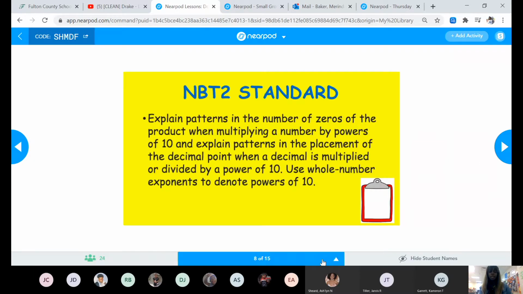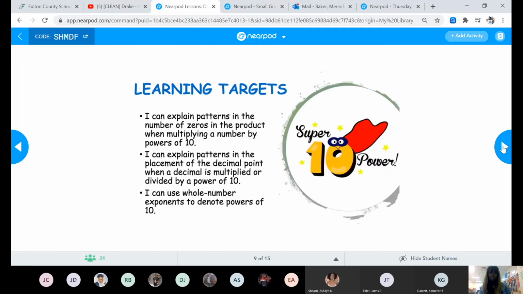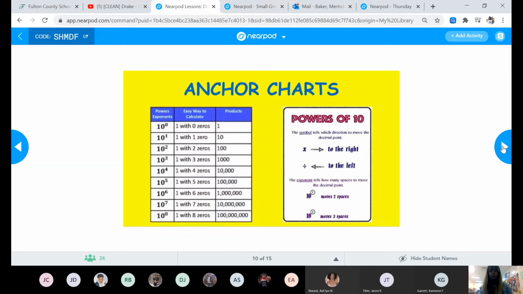All right, so our standard for the week is we can explain the patterns in our numbers when multiplying by powers of 10 and also when dividing by powers of 10. Our I can statement and learning target is: I can explain the patterns in the number of zeros in the product when multiplying a number by the powers of 10. Remember, here's our anchor chart. If I ask you to read me an exponent, I need you to read this as 10 to the first power, 10 to the second power, 10 to the third power, 10 to the fourth power, and so on and so forth.